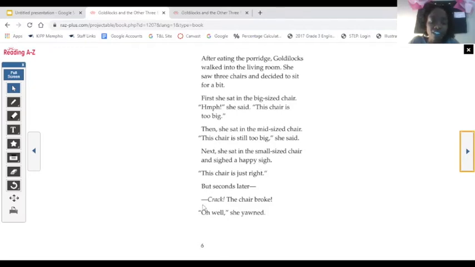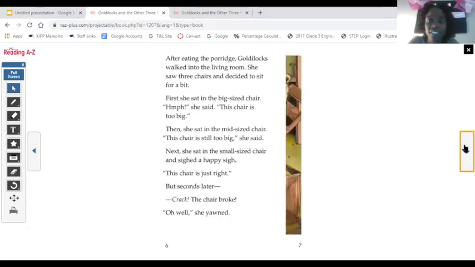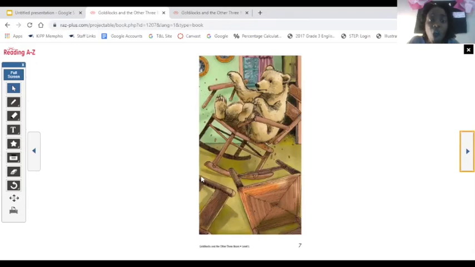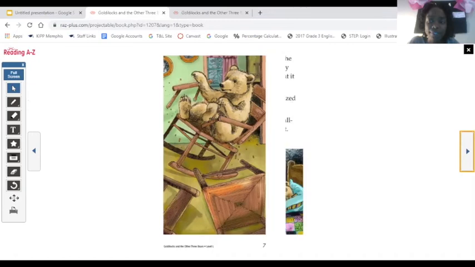But seconds later, crack, the chair broke. Oh well, she yawned. Let's see what happens next. Oh my goodness. It looks like she's sitting in a chair and it's broken. She broke the chair.